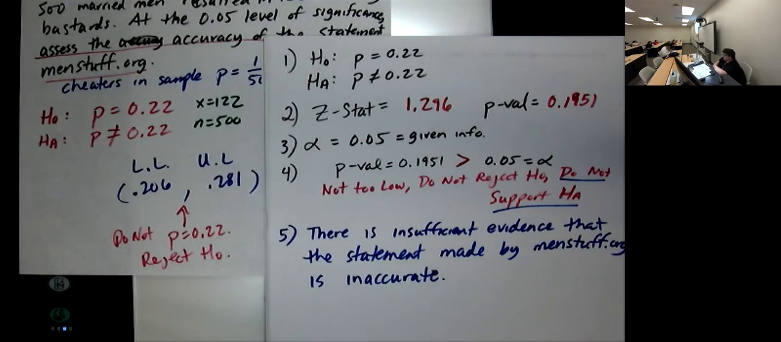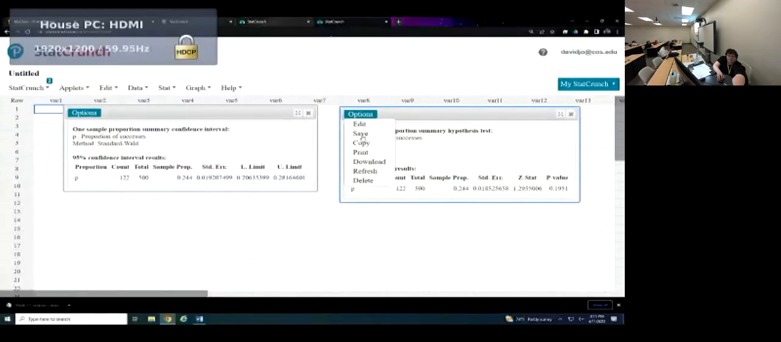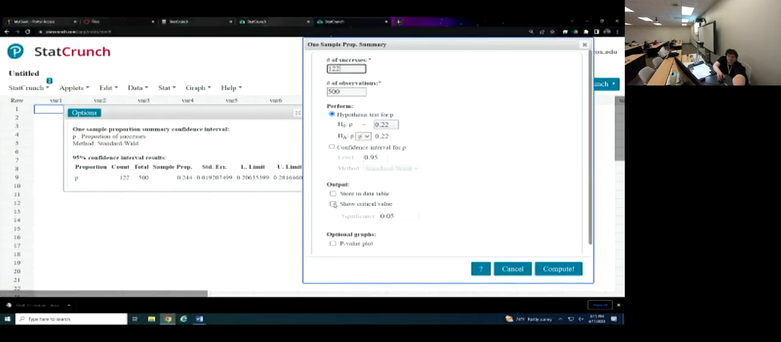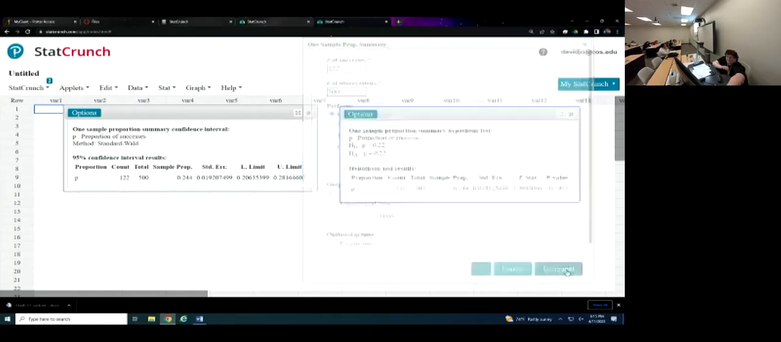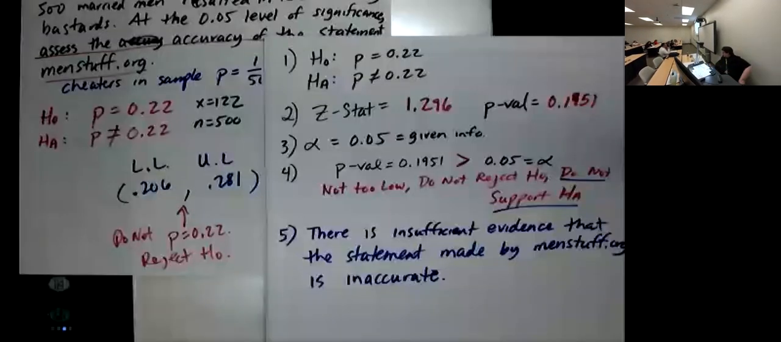When you entered the number in the hypothesis, you entered the 0.05, or did you enter 0.5? Whenever you did it on StatCrunch, you know the first column that you hit? Yeah, we're putting in our H0 and our HA. Okay. All right. So.